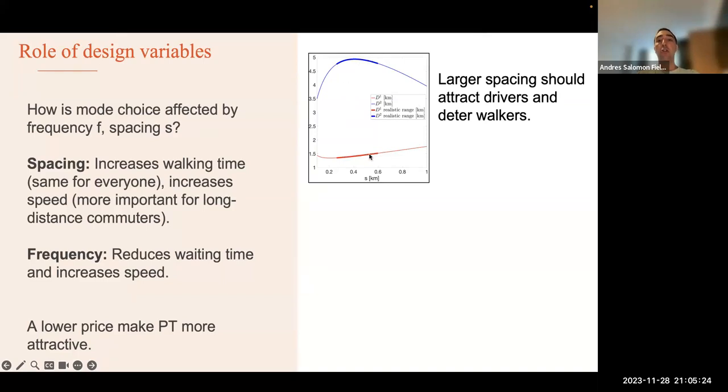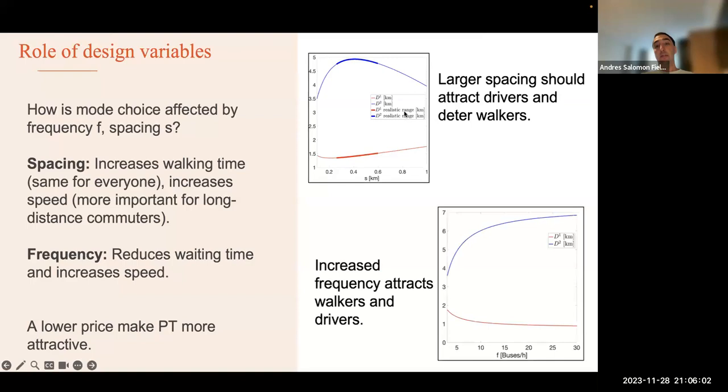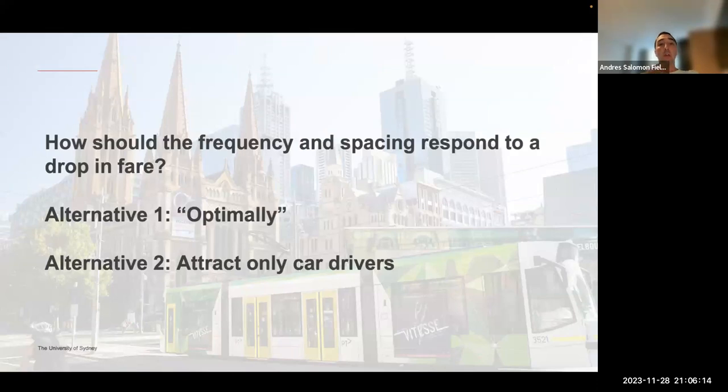The thicker lines over here show realistic values for spacing, and crucially in this sector, so basically up to 400 or 500 meters, you can see that both curves are increasing, meaning that if we increase spacing, we will lose some walkers because they don't want to walk so much to the bus stop, and they prefer to walk in general, but we will attract some public transport drivers because we are increasing the speed. So this is very, very relevant in terms of inducing a modal choice that's more sustainable. Frequency, on the other hand, always attracts. So the greater the frequency, the greater the distance between the two curves, which is exactly the public transport share. So that's how the mode choice reacts.